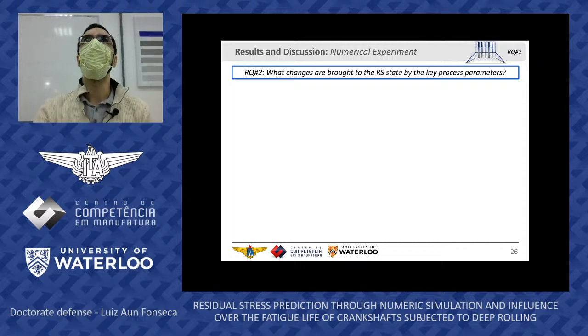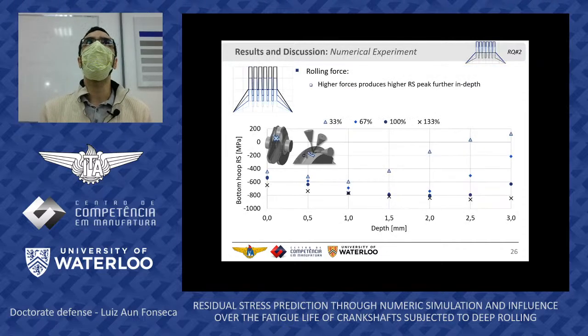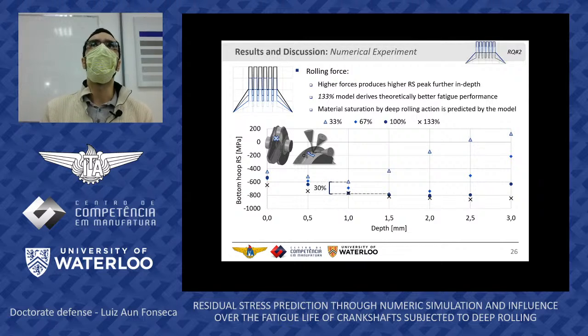Starting with the numerical experiment that will use the deep rolling model extensively, we can see that for the rolling force variation, if we input higher forces, we will see higher residual stress peaks further in depth. That is very clear for us. If we are looking for the best fatigue performance, then the 133% model would theoretically derive the best results for us. But what we can see is that the material is saturating to this process. If we keep increasing the rolling force, we don't see much of a gain in terms of residual stress, as you can see here.